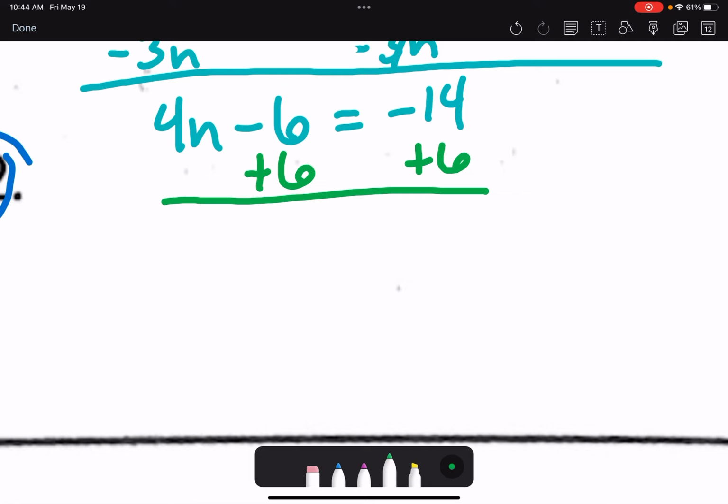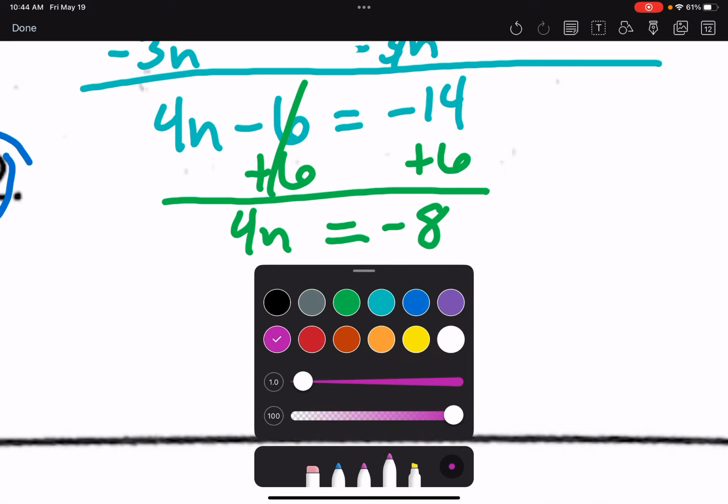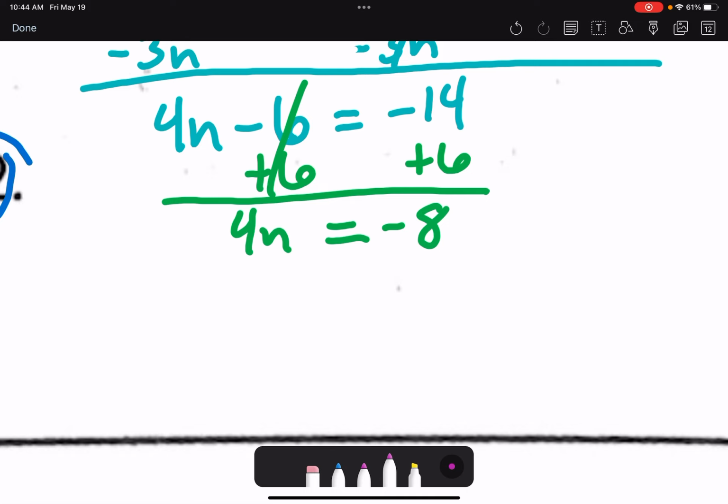I didn't touch that 4n. Bring it down. Leave it over here on the left. Equals, this goes away. Negative 14 plus 6 is negative 8. 4n equals negative 8 is our new problem. That is 4 times n. How do we get rid of the 4 times? We divide. So divide by 4, divide by 4. n equals negative 8 divided by 4, which is negative 2.